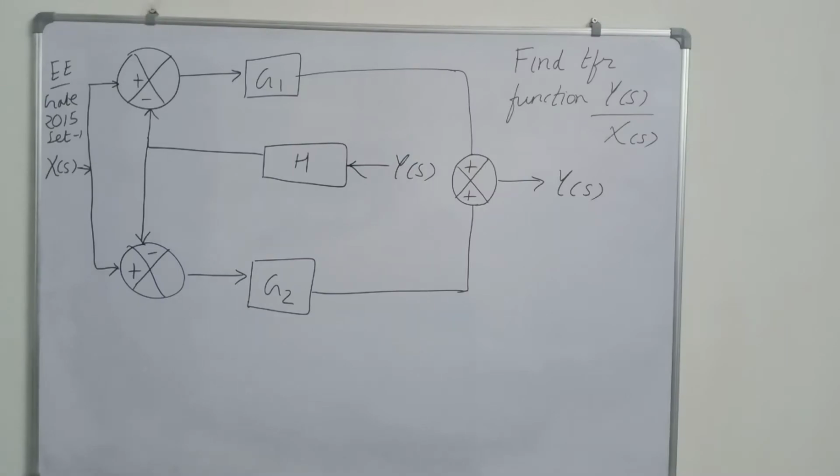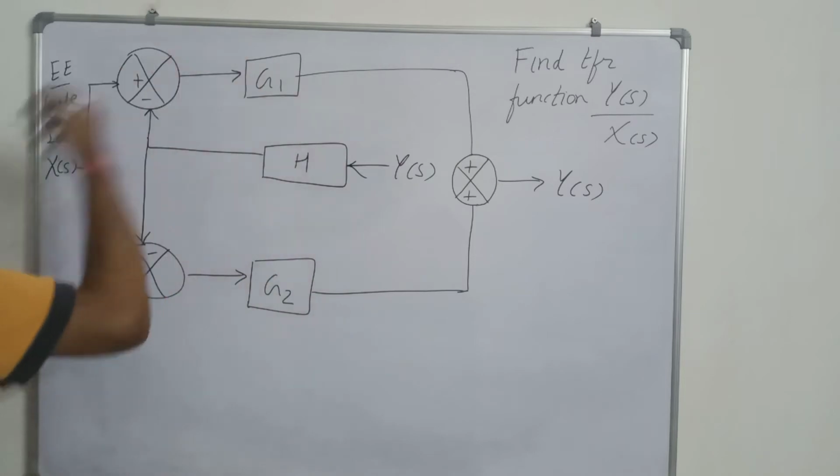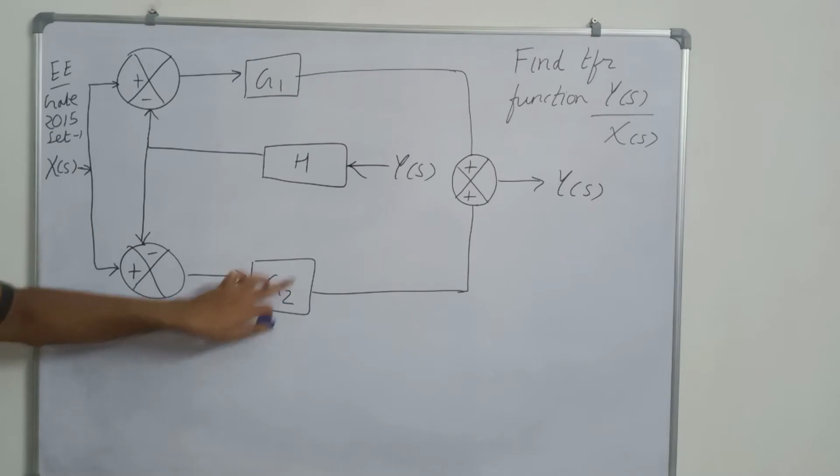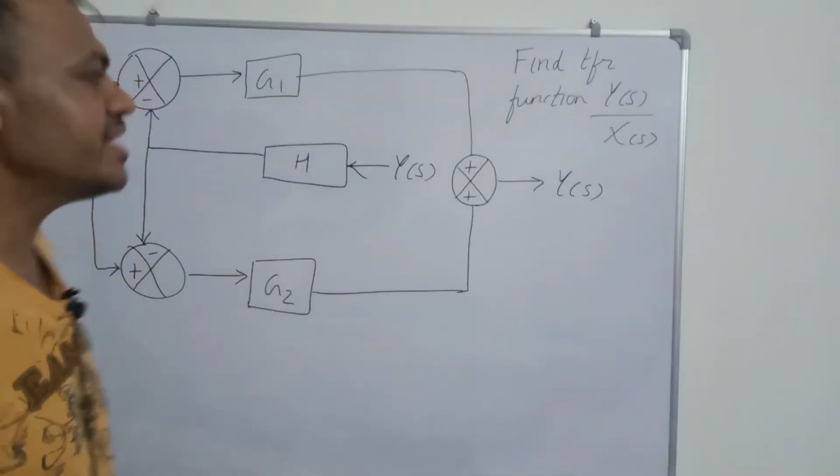So we are doing a question from GATE 2015 Set 1, and this is from the electrical branch. This is the system which is given to us, and we have to find the transfer function Y(s) upon X(s). So this is Y(s), this is G1, this is G2, this is H, and this is again Y(s).